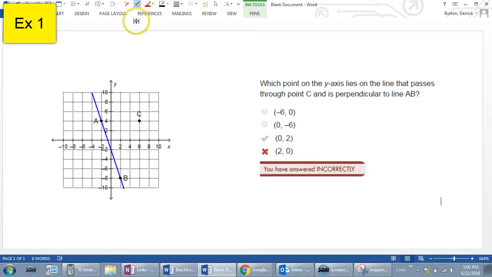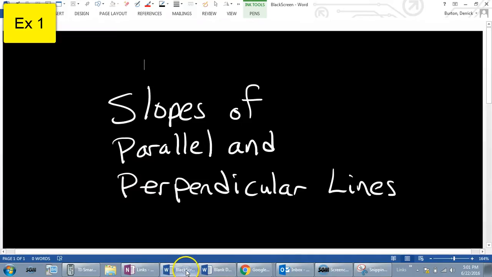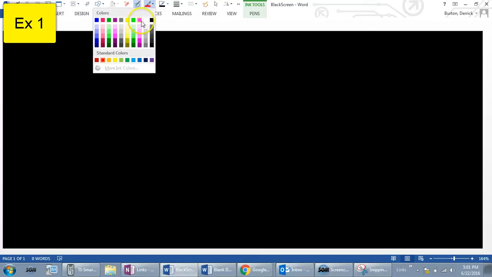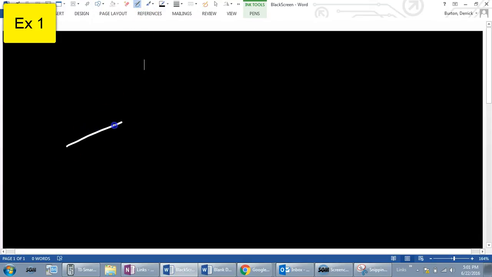Okay, so this is the first question. Which point on the y-axis lies on the line that passes through point C and is perpendicular to AB? Alright, so here's one of the key things that you need to know for this little unit. Parallel and perpendicular lines. So here's an example of parallel lines.